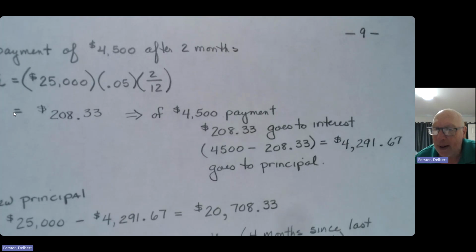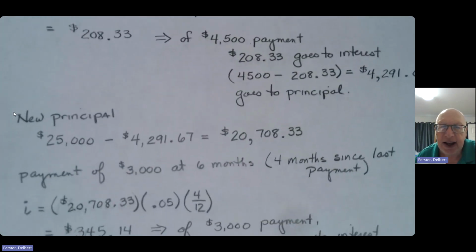So we'll subtract the $208.33 from the $4,500 to find out how much of that payment goes to defray against principal, and we find out that the difference is $4,291.67. So my amount borrowed will change. I no longer will owe $25,000. I will diminish that value by $4,291.67, and I realize that now I owe $20,708.33.